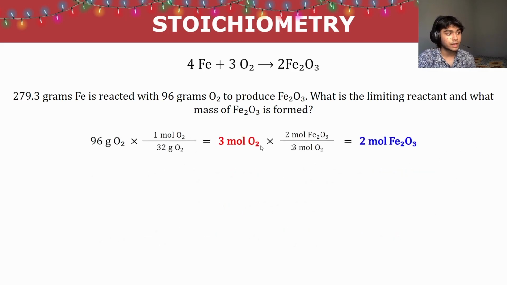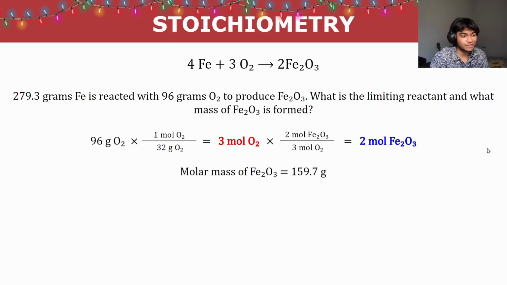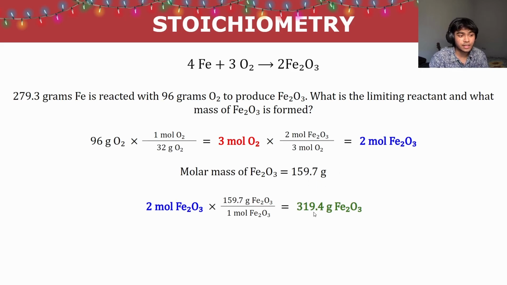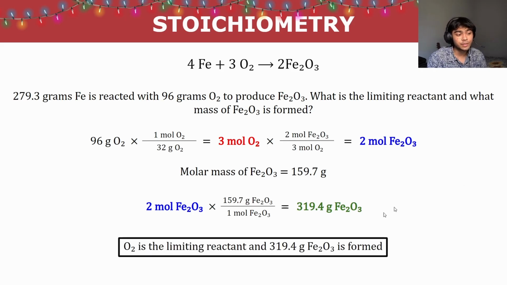So since our limiting reactant only allows us to form 2 moles of ferric oxide, that's how many moles of ferric oxide we're going to form. So how do you take moles and convert that to mass? You multiply by the molar mass. Ferric oxide has a molar mass of 159.7 grams. So 2 moles times that molar mass tells us that we form 319.4 grams of ferric oxide. So your limiting reactant is oxygen, and 319.4 grams of ferric oxide is formed.